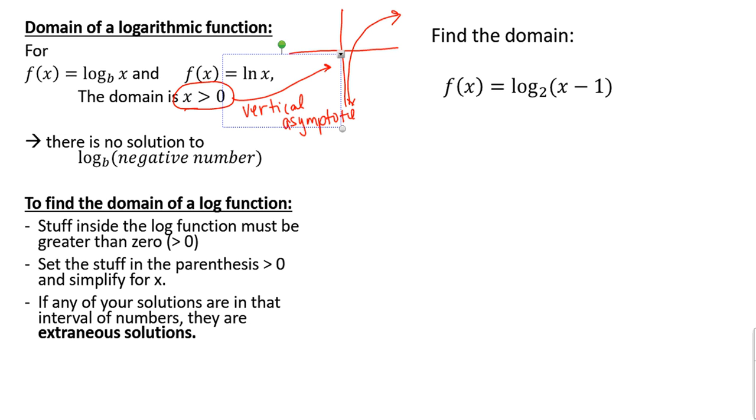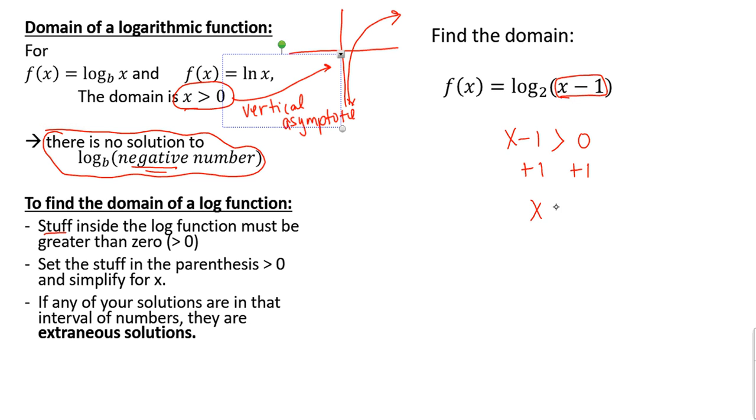What that means is there is no solution when you try and take the log of a negative number. To define a domain, you just have to figure out where the stuff inside is greater than 0. So you literally take the stuff inside, x minus 1. You make an inequality with greater than 0, not or equal to, just greater than 0. Finish solving for x. This says right here, my domain is x greater than 1.